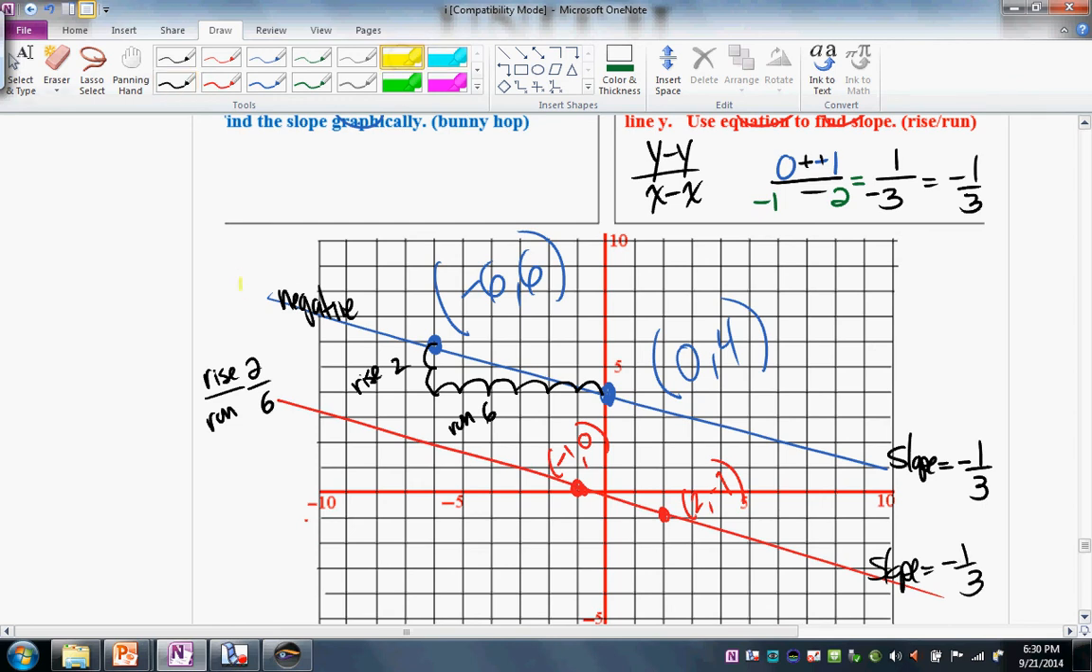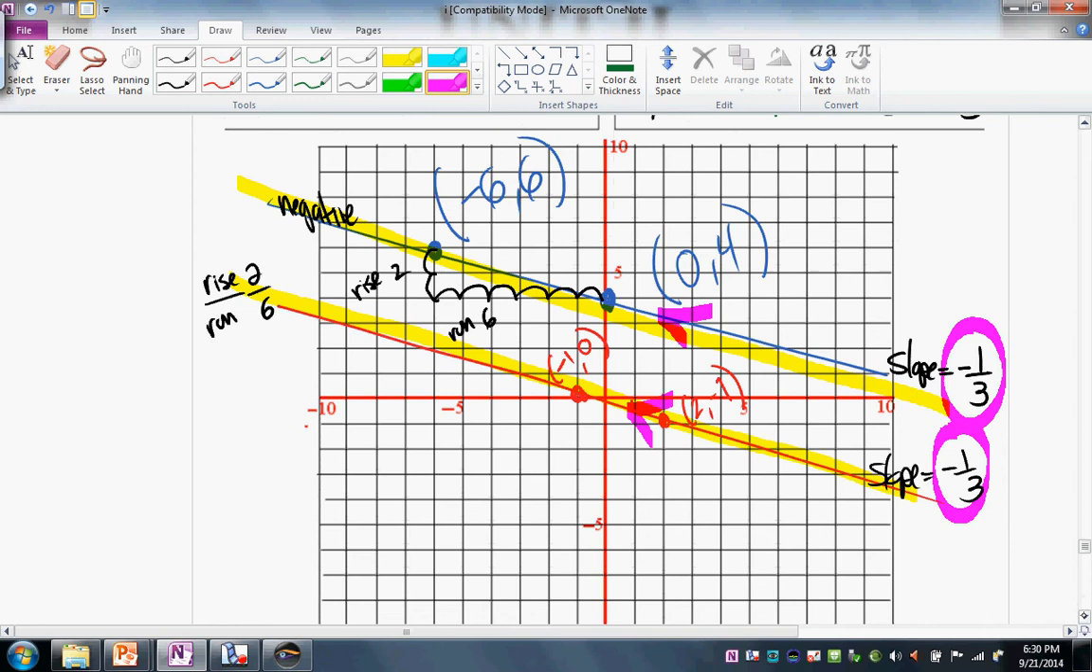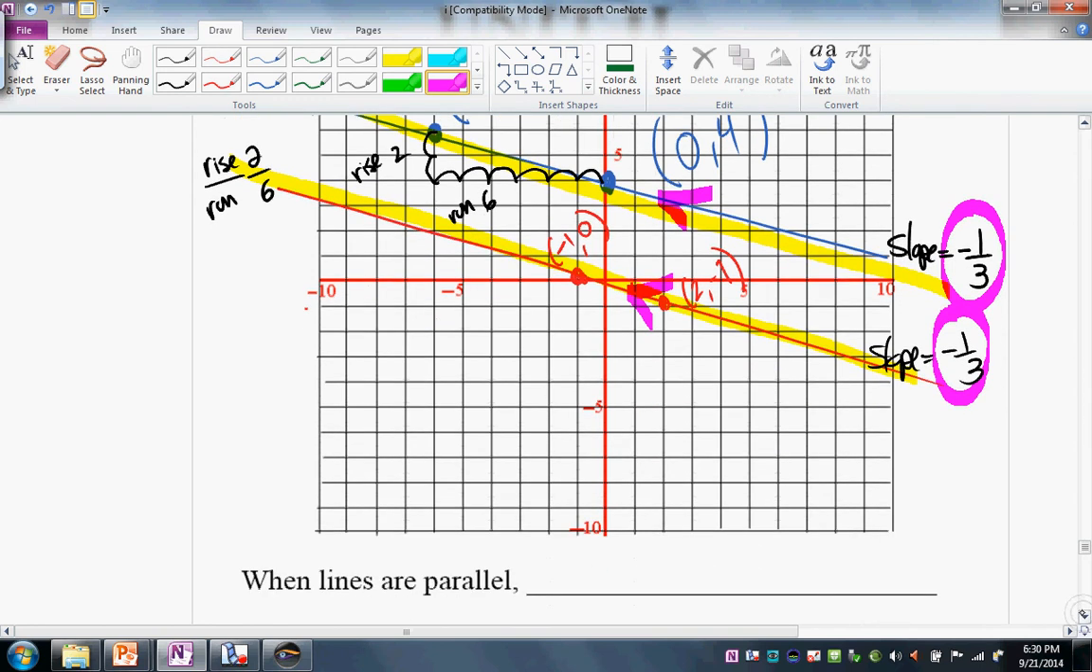Trace these lines with your pencil. Just physically trace them. It'll help register in the brain. Trace them. Notice the lines are parallel. Put the little arrow feathers. That means parallel. If the lines are parallel, the slopes are equal.